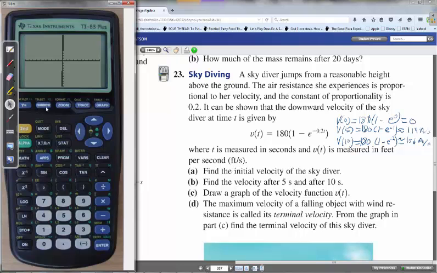So let's change our window so we can see something a lot larger. I don't really care about the negatives, so let's go 0 to, let's say, 300. And I also don't really care about negative times, so I'll just start at negative 1, just so I have a little bit of a buffer. And look at that graph.